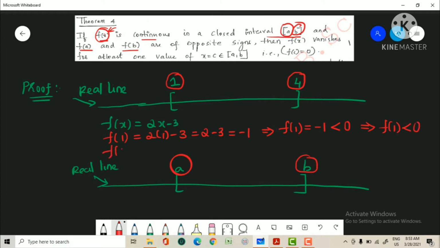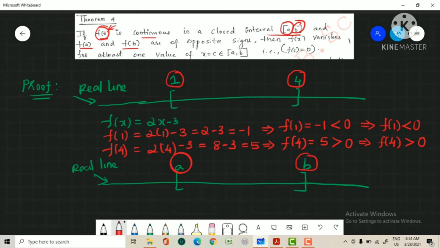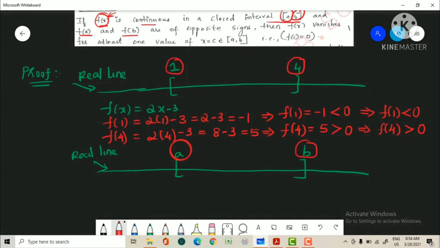In the similar fashion, if I find out f of 4, I will get 2 of 4 minus 3, that is equal to 8 minus 3, that is equal to 5. So I can say now f of 4 is equal to 5, which is obviously positive, which is obviously greater than 0, which implies I can write f of 4 is positive. Okay, in that similar fashion you have to write for f of a and f of b.